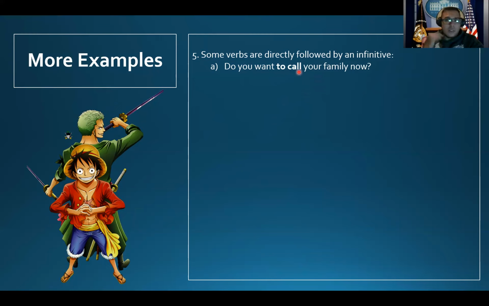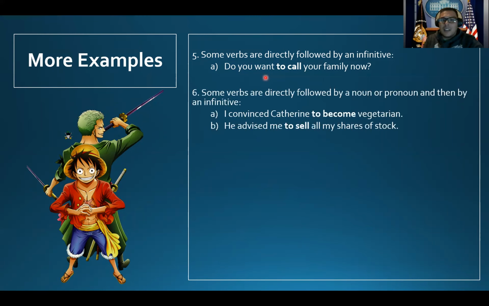If you guys have a trained ear, you're immediately going to say that sounds incorrect. So we can only use an infinitive right after the verb once. Okay? Number 6 says that some verbs are directly followed by a noun or pronoun and then by the infinitive.